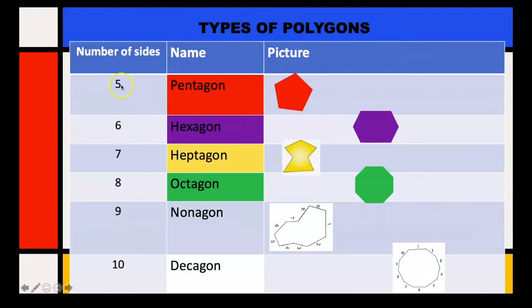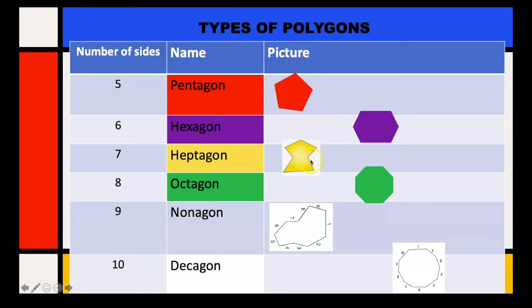Now we have more types of polygons. Again, polygons are named by the number of sides which they have. If it has 5 sides, it is called a pentagon. 6 sides is a hexagon, and so forth and so on. So I can count the sides. Here's 1, 2, 3, 4, 5, pentagon. 1, 2, 3, 4, 5, 6, it's a hexagon.